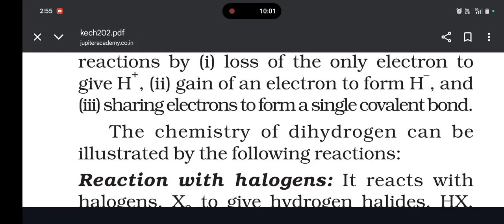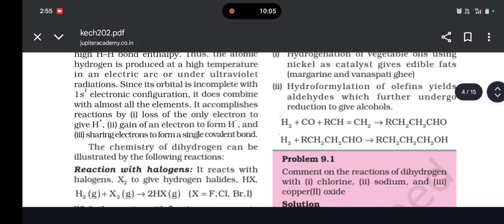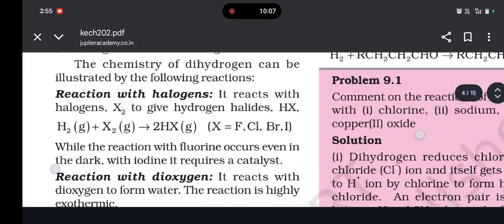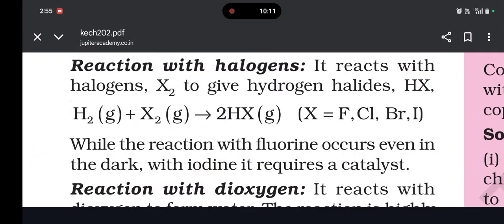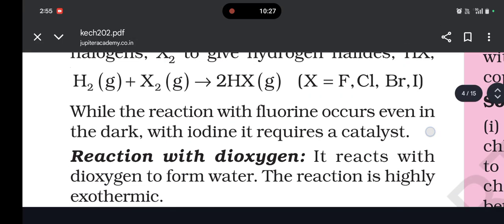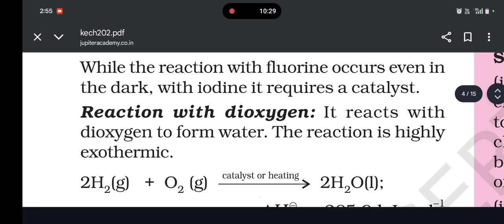The chemistry of dihydrogen can be illustrated by the following reactions. Number 1. Reaction with halogen. It reacts with halogen X2 to give hydrogen halides HX. Example, when H2 gas reacts with X2, it gives 2HX gas. X can be fluorine, chlorine, bromine, iodine. While the reaction with fluorine occurs even in dark, with iodine it requires a catalyst.